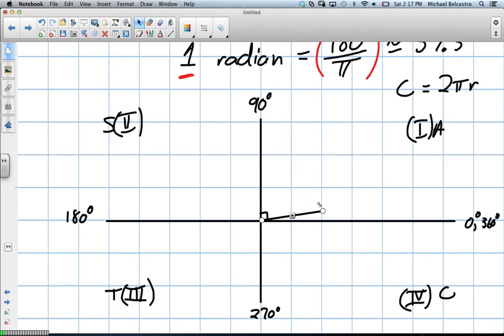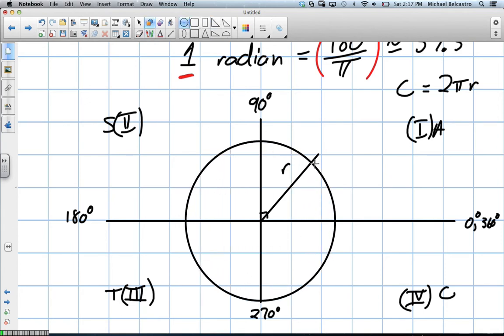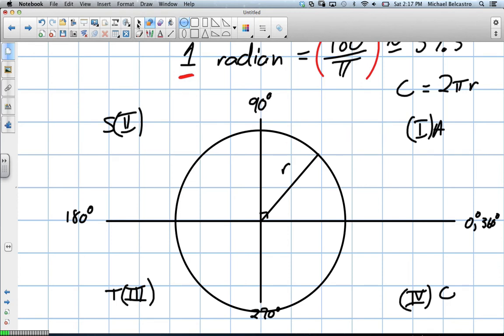So we're going to start here. It comes up to 90, goes to 180, around to 270, and then back to 360. This is r, this measurement. It's always considered the radius of some circle. So let's say we put a circle on here, and we'll try to move r around it. I'll try to be as exact as possible. Okay, so this is a radius.